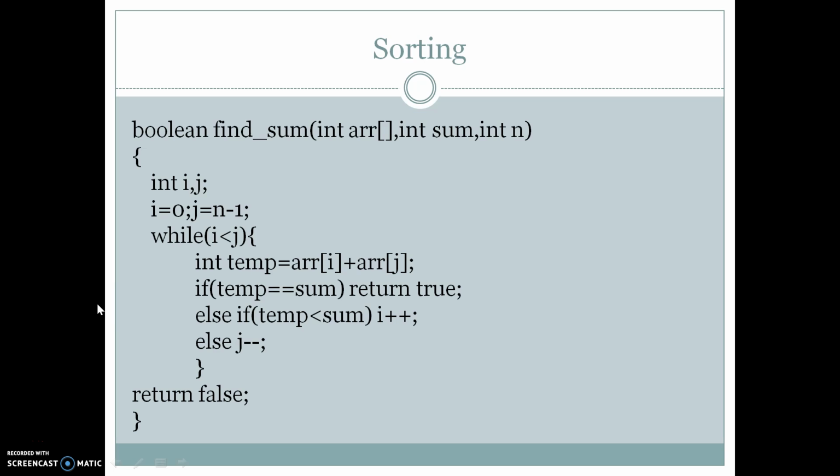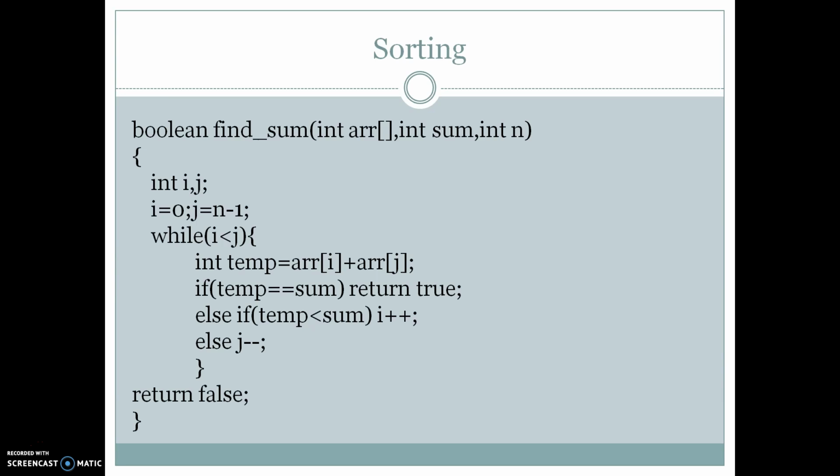Here is the code for the sorting algorithm. We are using the while loop and placing the two pointers i and j, one at the beginning and one at the end, and checking if there exists a pair with a given sum. If we find it, then we return true, and if we don't get it, then we return false in the end.